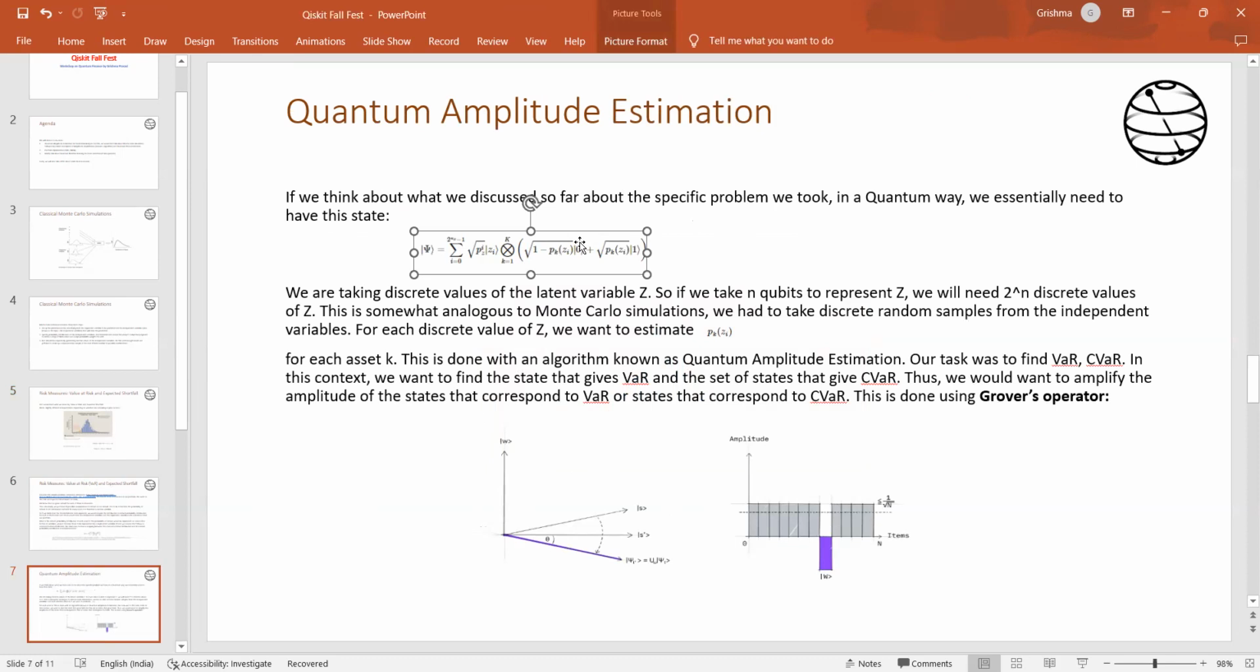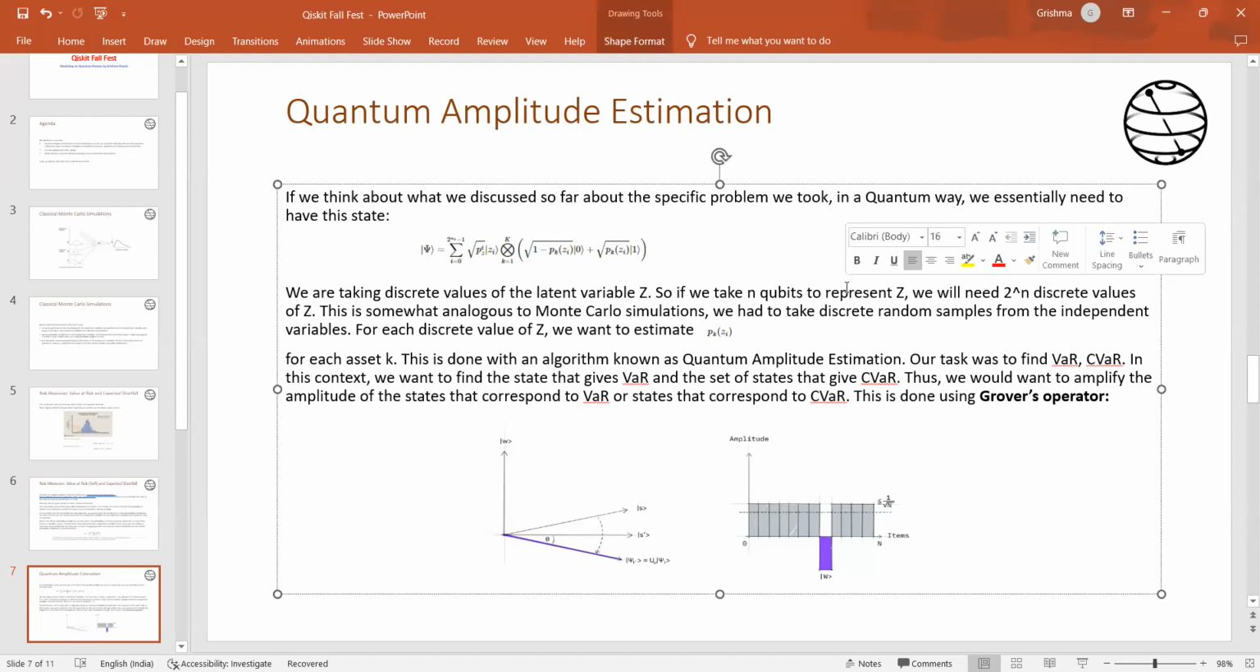So, coming back to quantum amplitude estimation, this is your initial state. As I just said, one is the default state, zero is the non-default state. You're interested in the probability of default, and your probabilities are dependent on the latent variable that I just talked about. When you want to implement this, let's say you want to represent your latent variable with n qubits, which means you are considering 2 raised to n possible values of your latent variable.